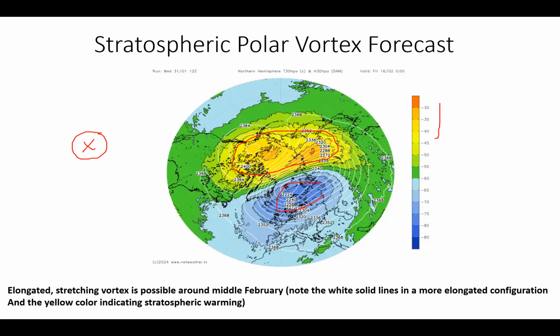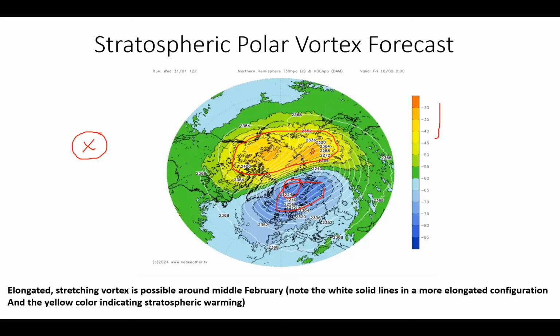The blue is associated with below or colder than normal stratospheric temperatures. And it's not surprising that those colder than normal stratospheric temperatures are in association with the center of this polar vortex here. Over time, I want you to pay attention to these white lines now. Do you notice how they're more elongated over time?